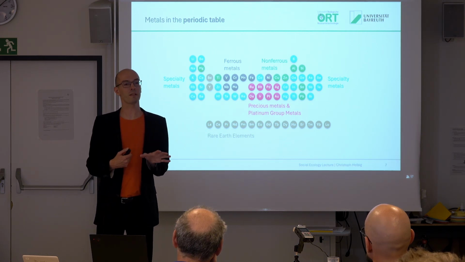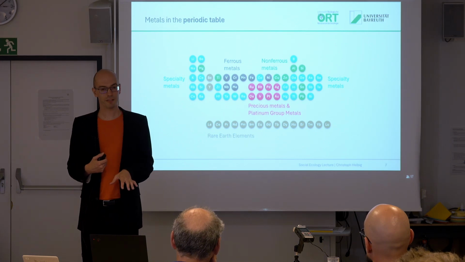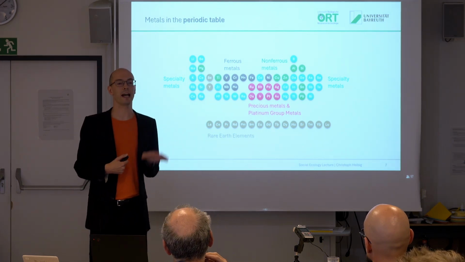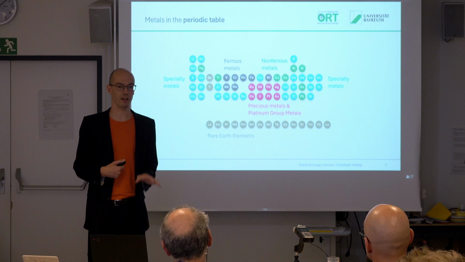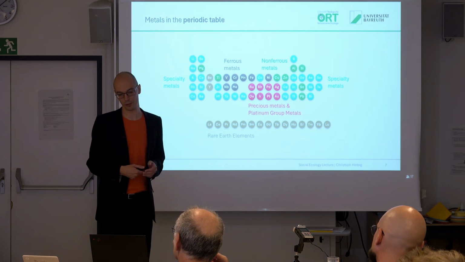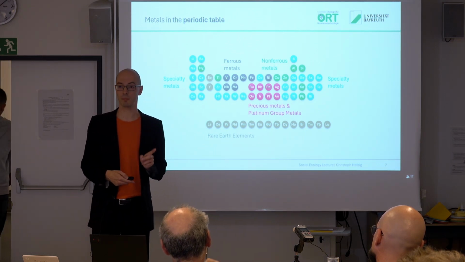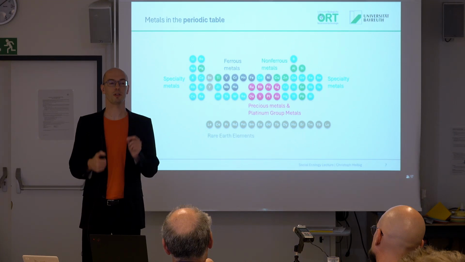There are about 60 metals in the periodic table that are chemically stable, not radioactive, and all of them have an economic use. Every single one of them is used for some purpose, but they are very different. I'll just pick out one number, and that's the production volume.